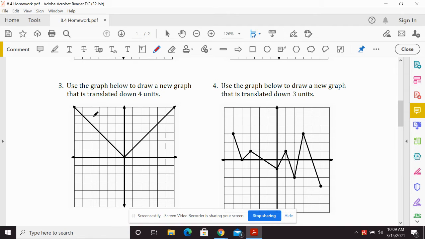So 3, what are we doing? Down 4 units. So you're going to move everything down 4. So this guy, you're going to move it down 4. This guy, you're going to move down 4. Okay, this is a straight line, right? These are straight lines. So you don't need to do all of them. You could just move this guy down 4 and move your origin down 4. If you connect them with a straight line, you'll be good. Okay?